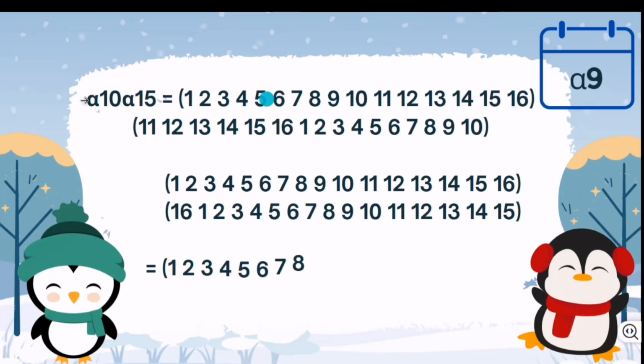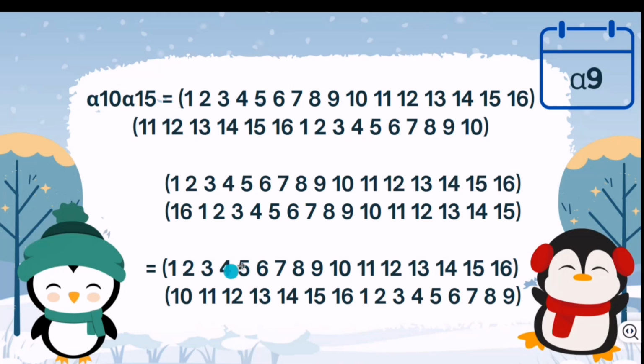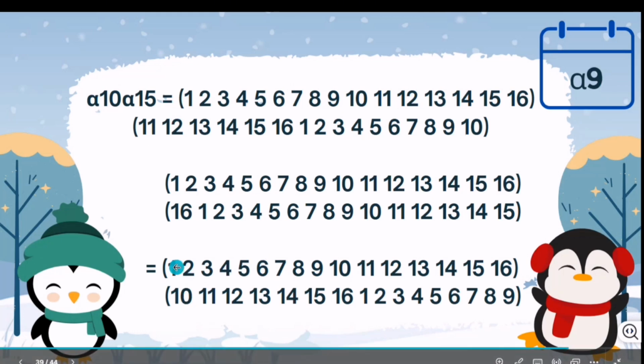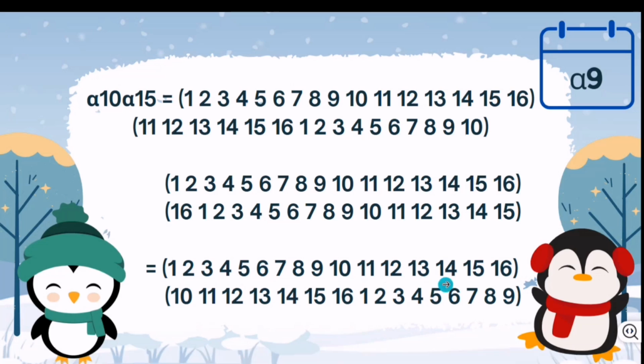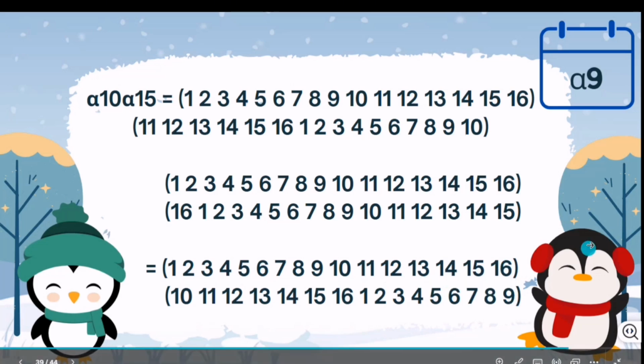And we have alpha sub 10 and alpha sub 15, which is equal to alpha sub 9, which is equal to 1 to 10, 2 to 11, 3 to 12, 4 to 13, 5 to 14, 6 to 15, 7 to 16, 8 to 1, 9 to 2, 10 to 3, 11 to 4, 12 to 5, 13 to 6, 14 to 7, 15 to 8, and 16 to 9.